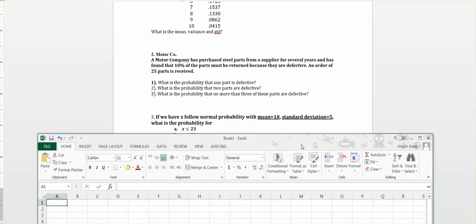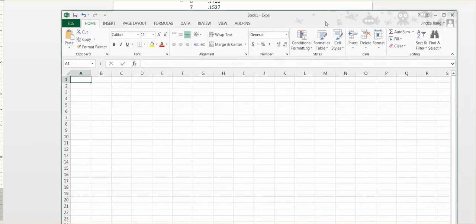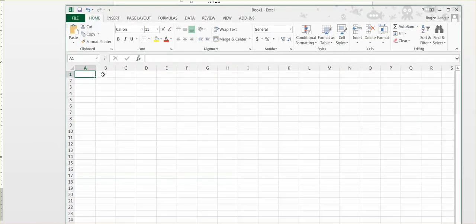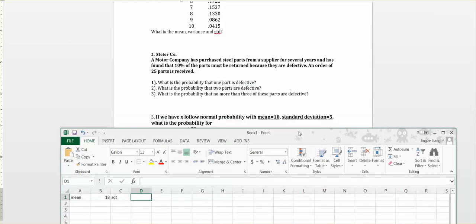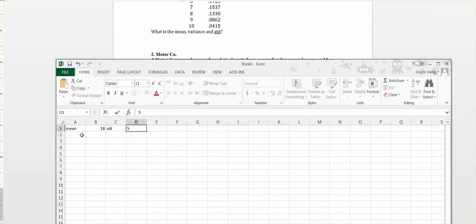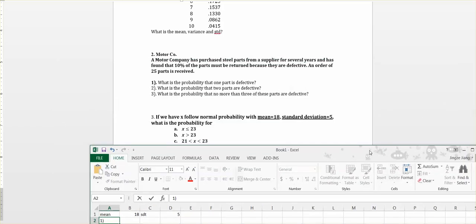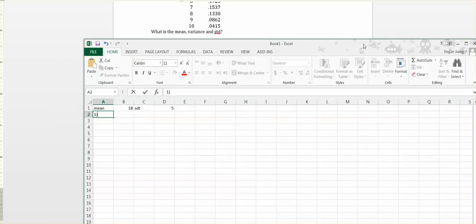So first let's look at question A, x smaller than or equal to 23. Open the Excel file, and it's a good habit to let yourself know the mean. In this case the mean equals 18 and the standard deviation equals 5. So the first question we are looking for is the probability for x smaller than or equal to 23.